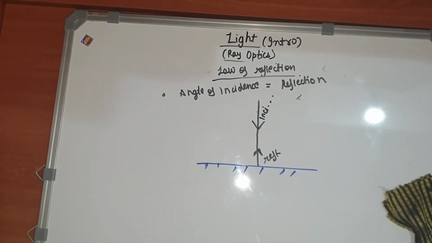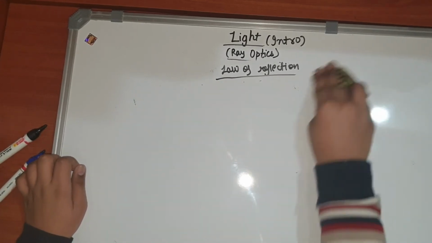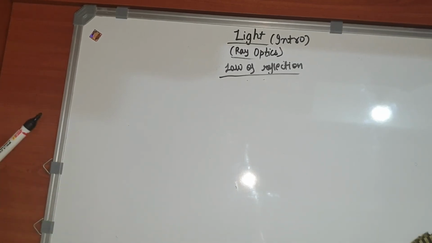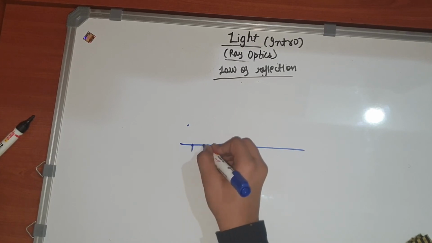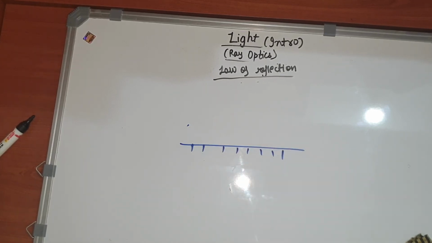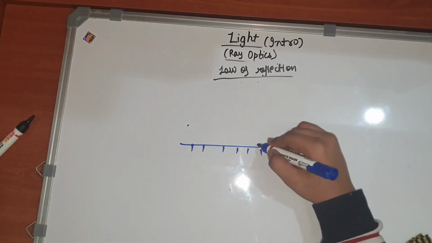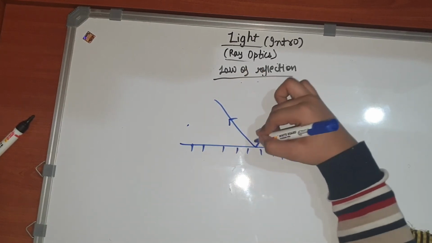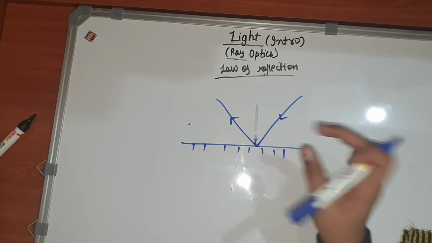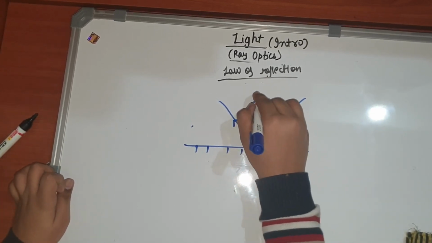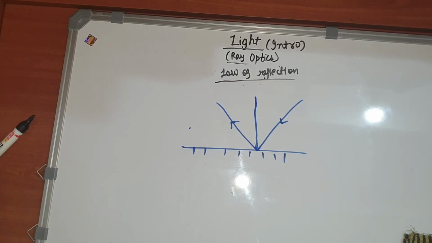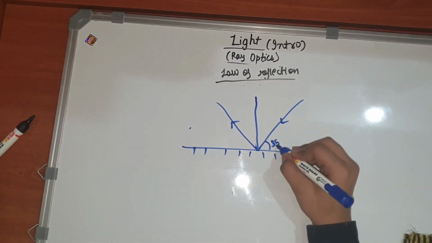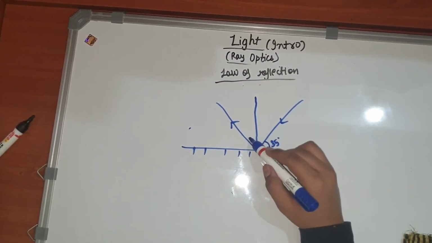So one question related to this. You can just pause the video and solve it. Suppose this is a plane mirror and an incident ray is coming and it is reflecting off, and this is the normal. I cannot do straight lines, but this is the normal. So the angle between the incident ray and the plane mirror is 35 degrees. So find the reflected ray and the incident ray.